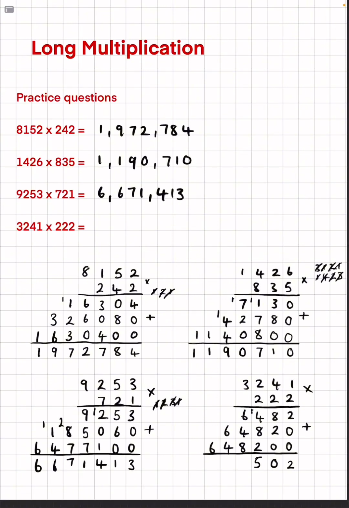We put the 5 down, carry the 1. 6 add 1 is 7, add 4 is 11, add 8 is 19. Put the 9 down, carry the 1. 6 add 4, add 1 is 11. Put the 1 down and carry the 1. 6 add 1 is 7. So the answer is 719,502.